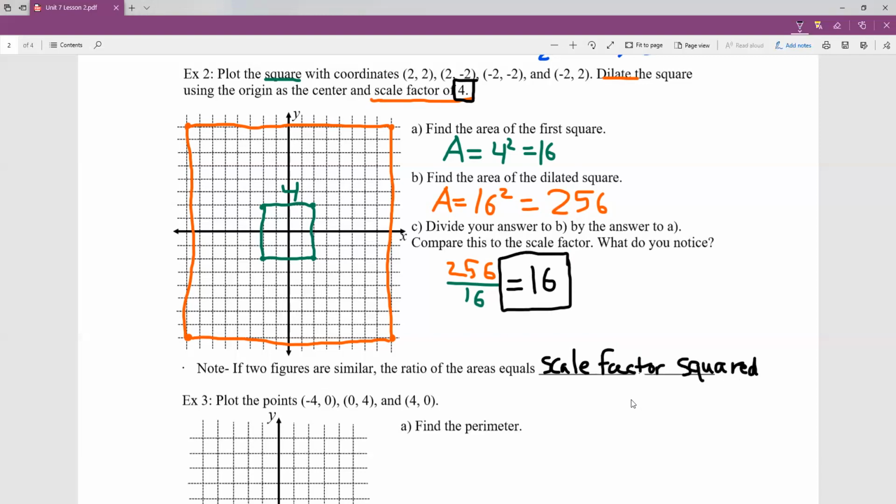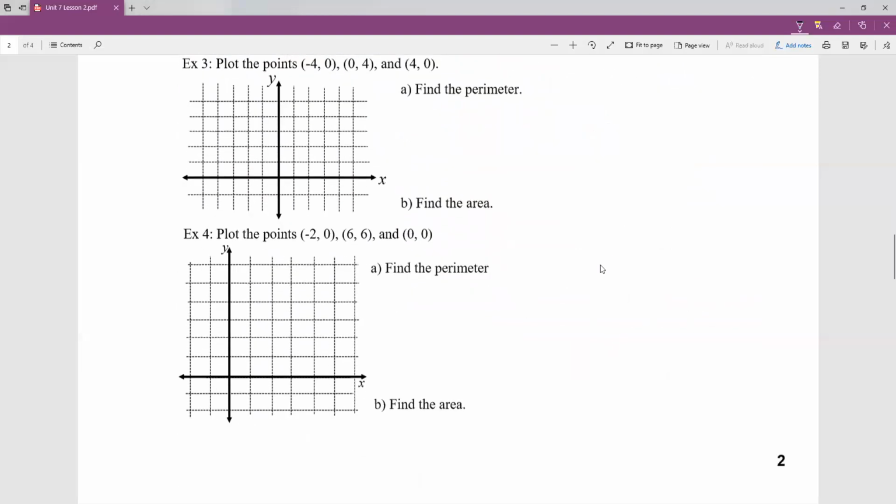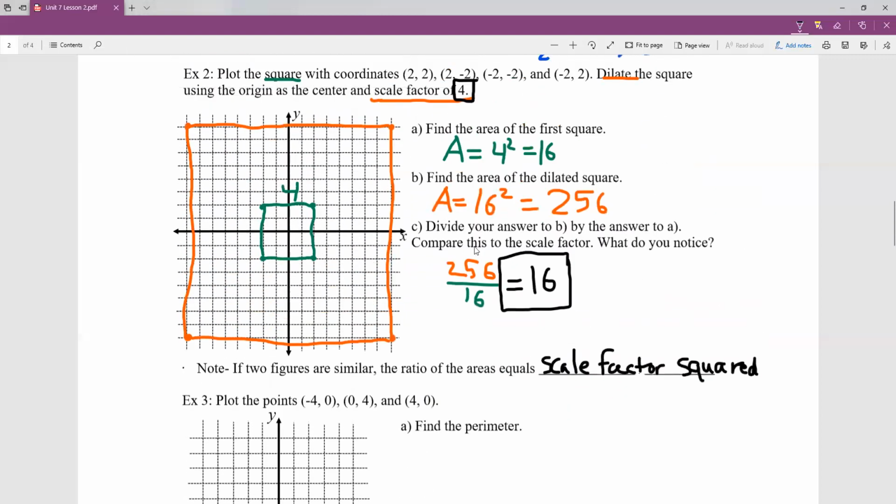Nice. So that's a little note. I'm not sure how many problems we have like this, but this is just a good thing to keep in mind when we start dilating stuff and doing stuff like that. But let's move on. So that's some square stuff.